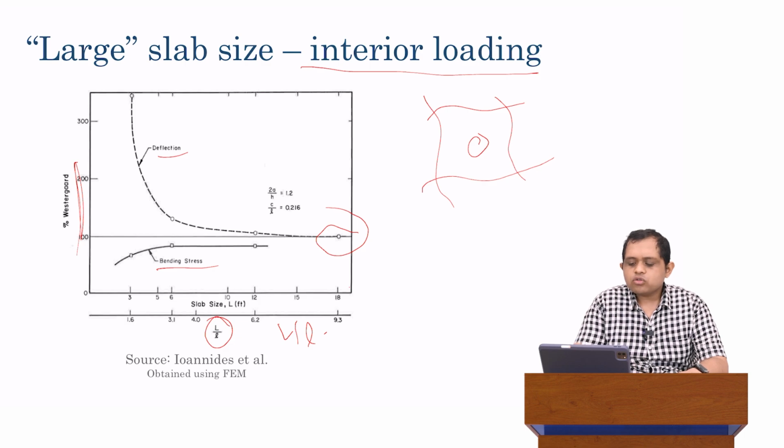Okay, so what we see is when L over l is very large, in this case, actually, when L over l is somewhere around 9 to 10, then we actually end up with deflection, which is almost the same as Westergaard's deflection. So it's just about at this 100% mark.